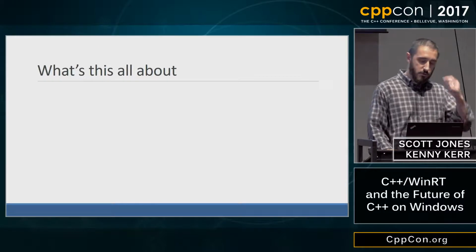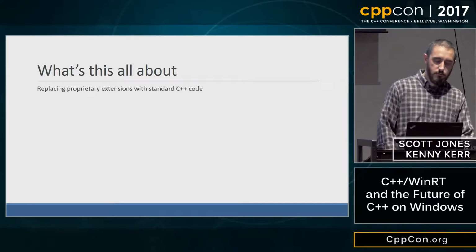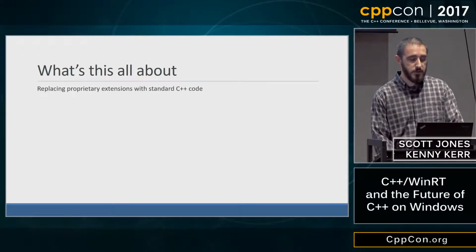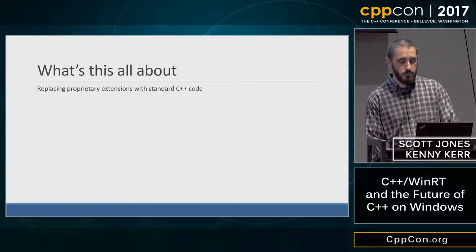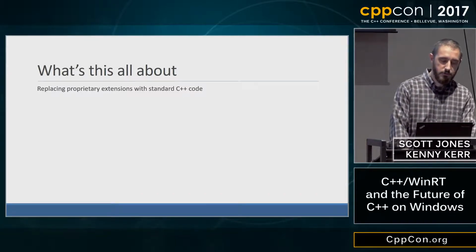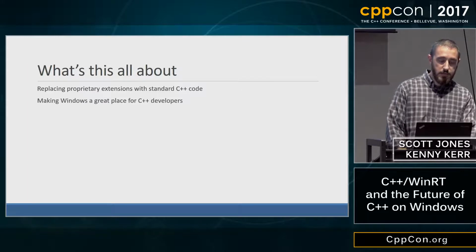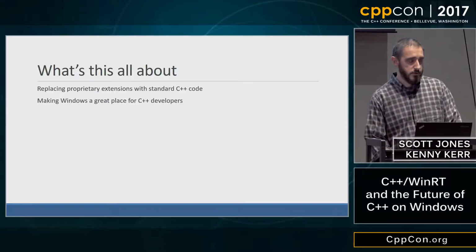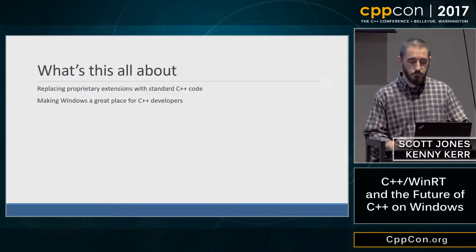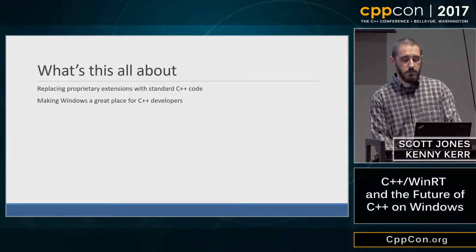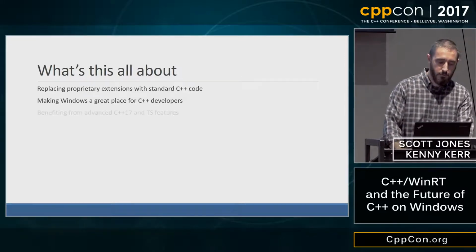So what's this talk about specifically? One of the things we're doing is replacing proprietary extensions with standard C++ code, and we'll talk about what that means and practically how you'll see that today. Making Windows a great place for C++ developers. For a long time it seemed as if Windows didn't really care that much, or that was the perception, and we want to make sure that changes.